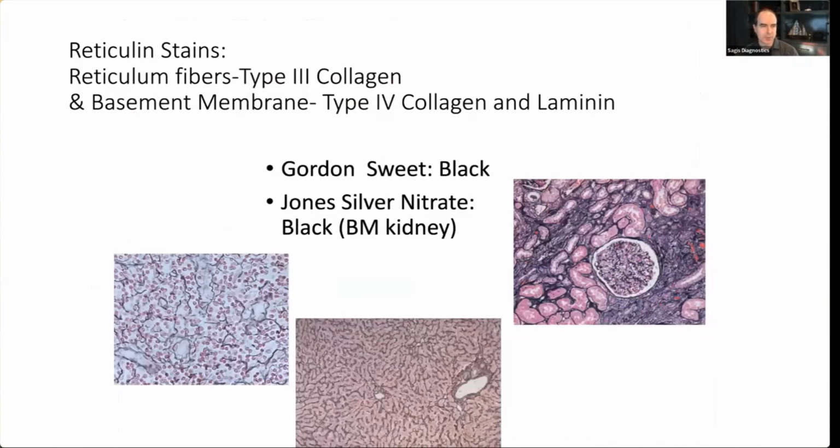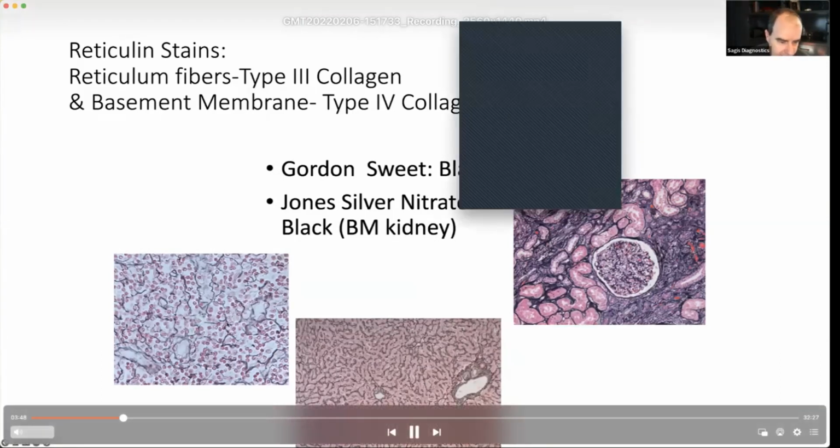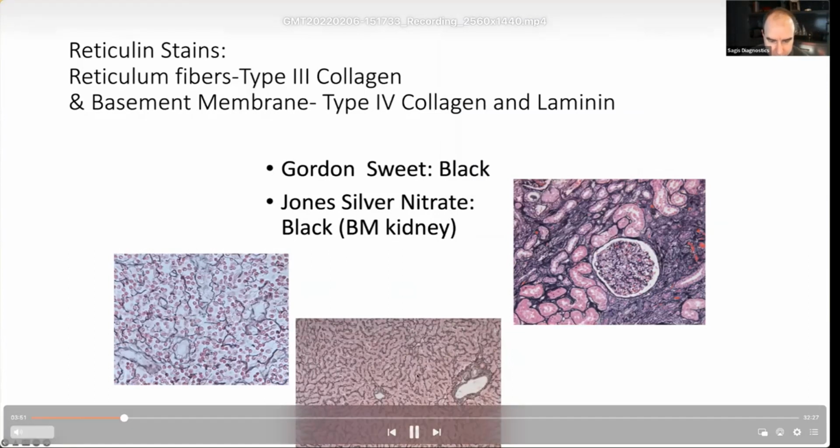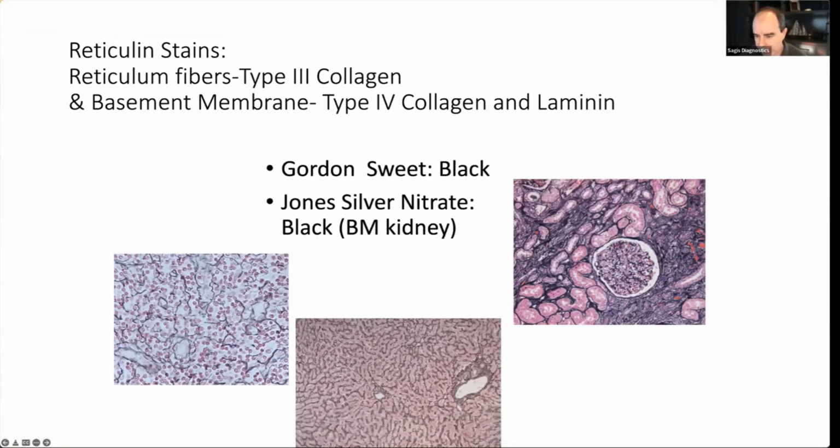Reticulin stain, just wanted to mention it real quick. Reticulin fibers are type 3 collagen, and basement membrane is type 4 collagen and laminin, and it stains it black. So like here's a liver, and you can see the reticulin network here. Here it is right there too. And here's kidney, the basement membrane, you can see is staining black.